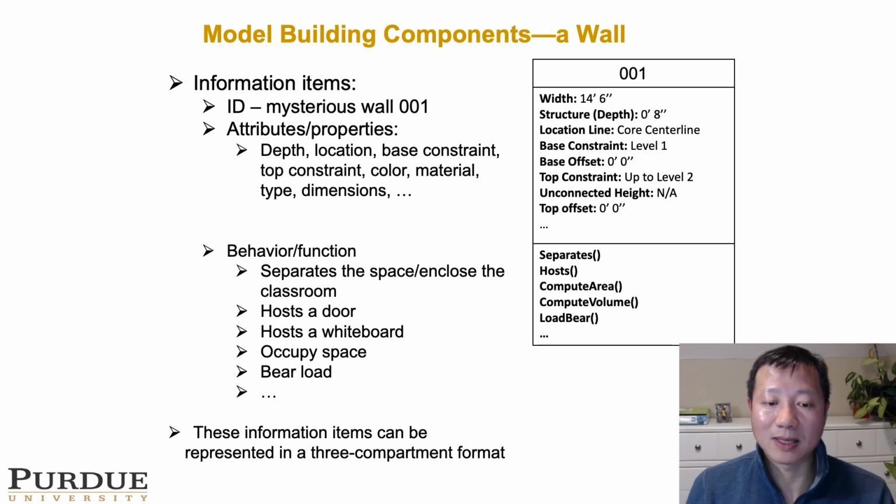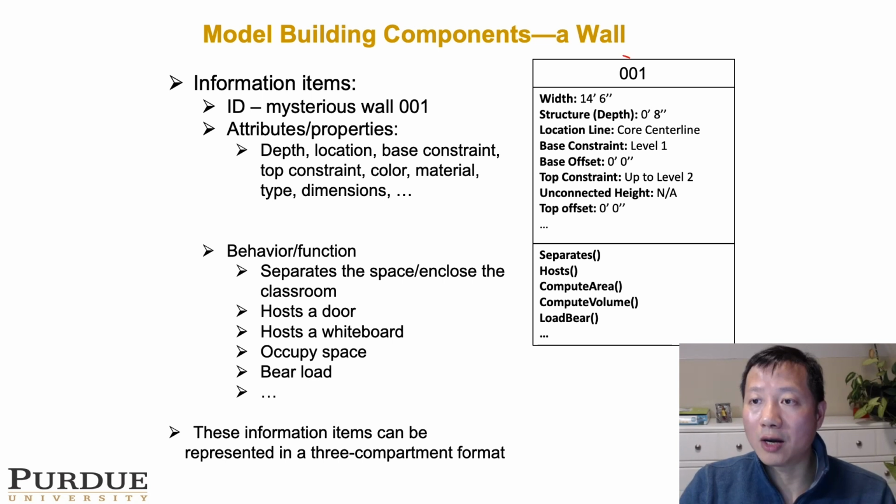Bear some loads. So when we take a graphical illustration, all these information items can be represented in a 3-compartment format, as the one being shown on the right side. On the top, the very first compartment, let me change my color. Let me change my pointer type here.